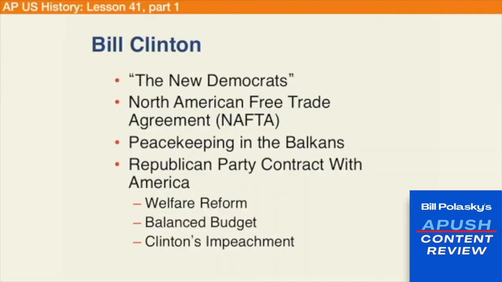The signature accomplishment of the Republicans, with the president's assistance in a bipartisan manner, would be the passing of a balanced budget amendment. He's the first president since Dwight Eisenhower to actually get a balanced budget through Congress. And the second one would be welfare reform, which reduced expenditures and placed additional criteria on welfare recipients during this time, and time limits upon how long they could be on welfare.